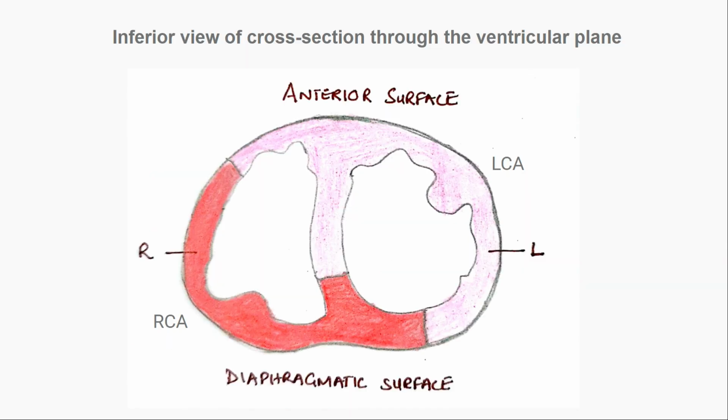Here we can see the inferior view of cross-section through the ventricular plane. Anterior surface of the heart is mostly supplied by the left coronary artery, whereas the inferior or diaphragmatic surface is supplied mostly by the right coronary artery.